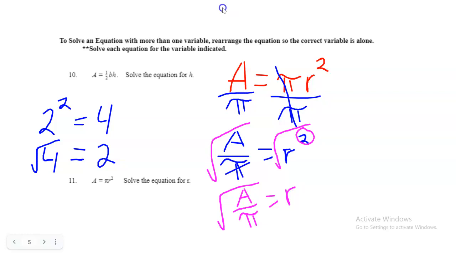And if we need to, when I get back, I can show how this works using the rules of exponents. Actually, I lied. I'm going to do that right now. So if I have... actually, I'll do it when we get back. Okay. Alright, so that's how I would get r by itself.